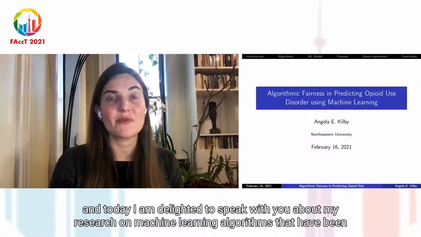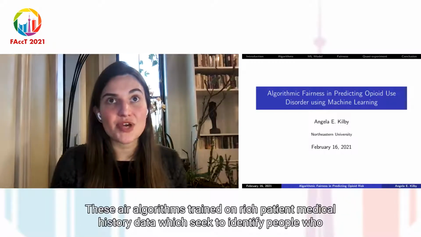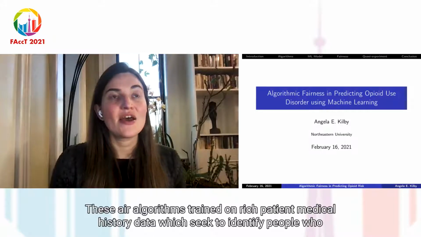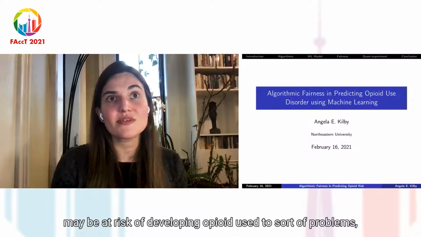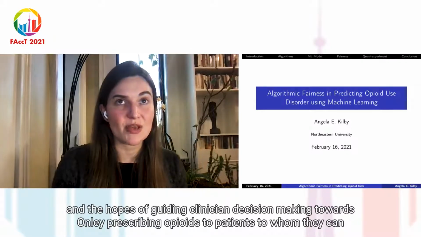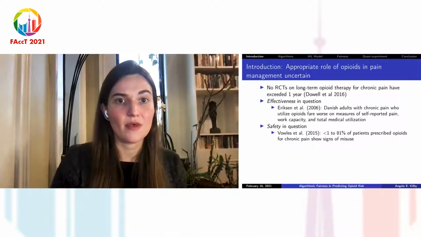Machine learning algorithms have been developed to predict and prevent opioid use disorder. These are algorithms trained on rich patient medical history data, which seek to identify people who may be at risk of developing opioid use disorder problems in the hopes of guiding clinician decision making towards only prescribing opioids to patients to whom they can be prescribed safely.